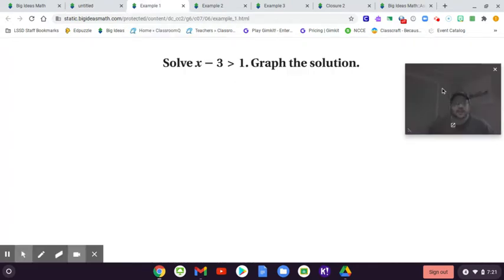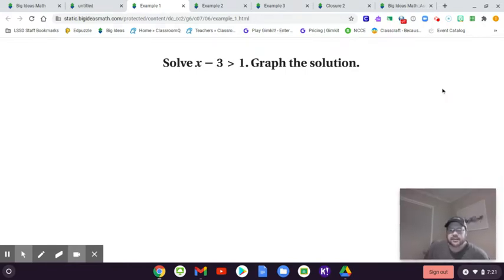First, example 1. Solve x minus 3 is greater than 1, and then graph the solution. So basically, if you can solve x minus 3 equals 1, you can solve x minus 3 is greater than 1. First thing you're going to want to do is rewrite this and try to understand exactly what it means. We're trying to isolate x, which means this minus 3, we're going to have to do the inverse operation of that. We're going to have to undo the subtraction.